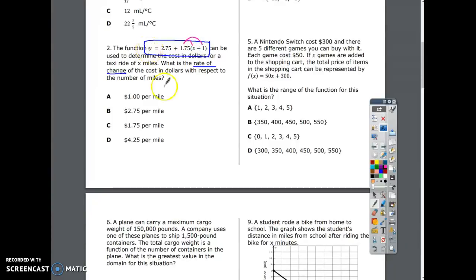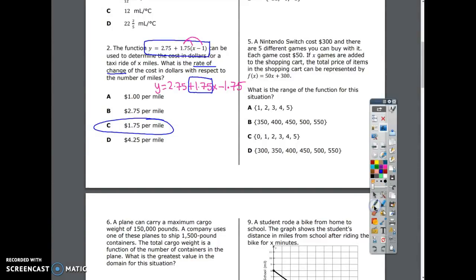right? So this becomes y equals 2.75. Distribute 1.75 times x, that's 1.75x. And distribute 1.75 times negative 1, that's a negative 1.75. Now, which number is next to the x? 1.75. That is your answer right here. Okay, pretty easy. All you have to do is distribute. So if you need to see this again later, make sure you go back to the video and watch it.